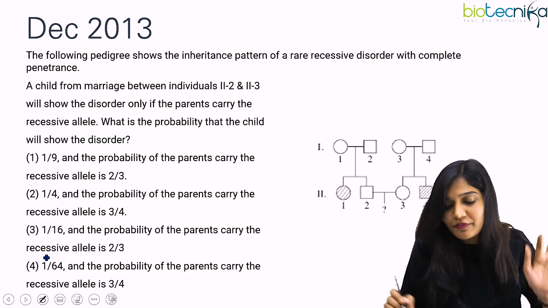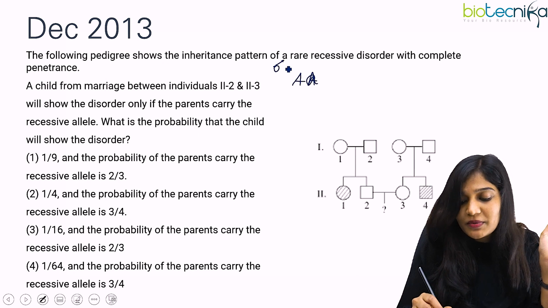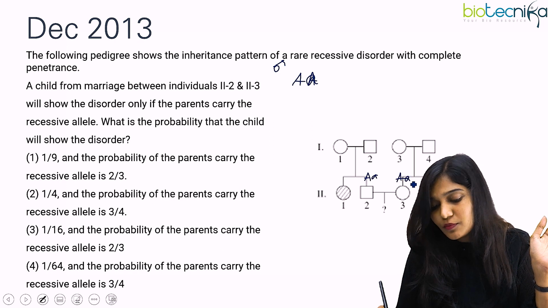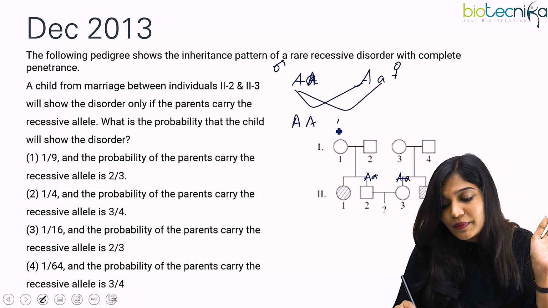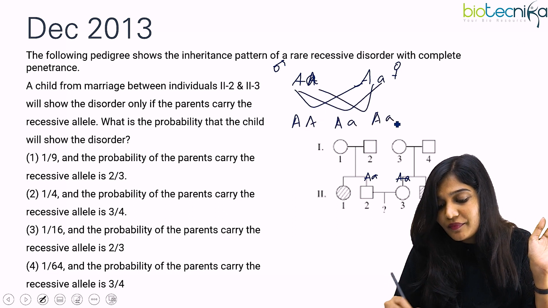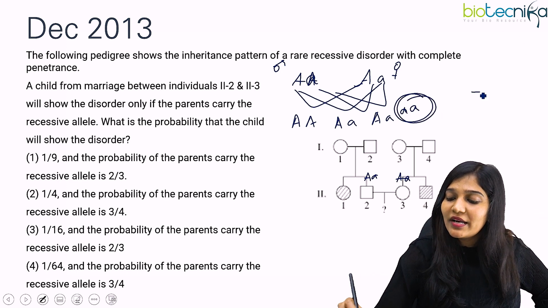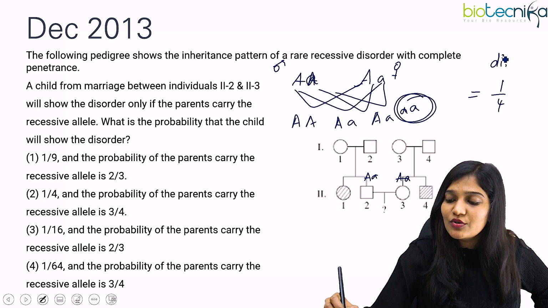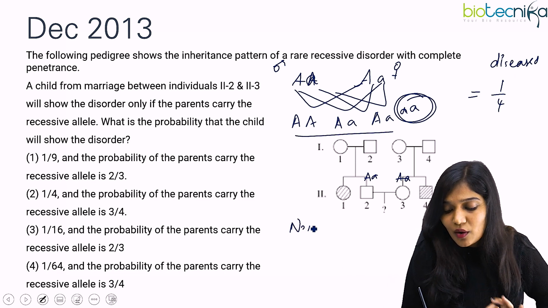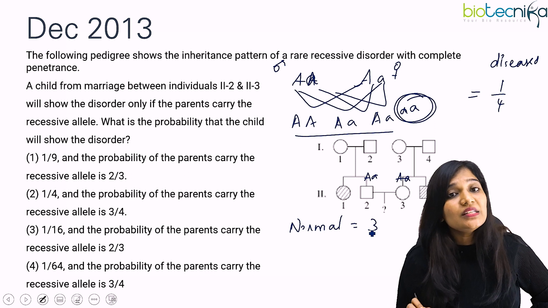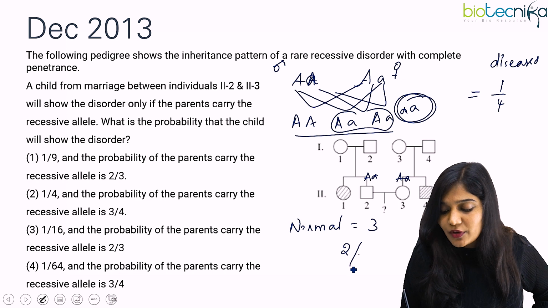To make it simplified, the father is capital A, small a, and the mother is capital A, small a. So what happens? There are going to be capital A capital A, capital A small a, capital A small a, and small a small a. Out of these 4 individuals, only one is diseased, so I'm writing 1 by 4 for the diseased individual. The remaining are normal, and there are 3 of them. Out of these normal ones, how many are carrying the recessive gene? 2. So the probability is 2 by 3.